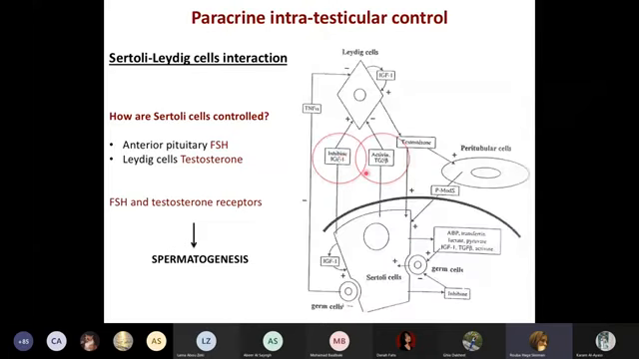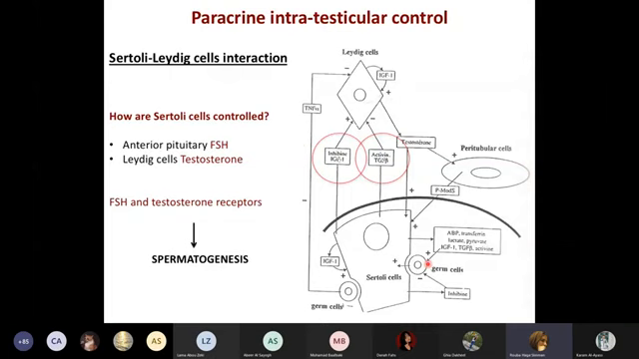So here you have the germ cells and here you have Sertoli cells. These Sertoli cells will respond to testosterone and they will secrete inhibin, activin, IGF and TGF, and by secreting these molecules they will be controlling the germ cells. Again, germ cells do not have receptors for testosterone or for androgens, and thus cannot respond to them.